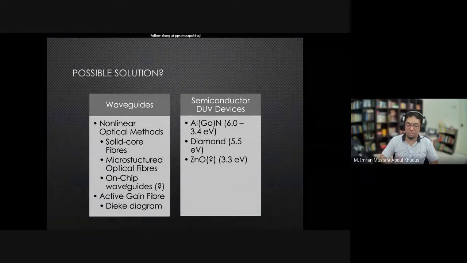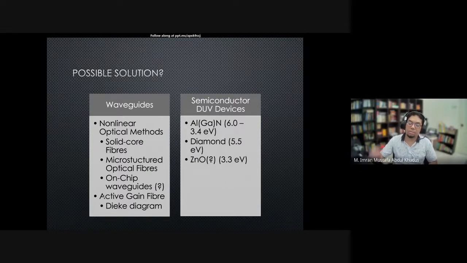On-chip waveguides also exist. I don't know too much about this. The problem is mainly with loss. So I think at least Dr. Firdaus, UUM or something, he used to be in Southampton. He used to use something like tantalum pentoxide, and that works in the UV. So he was doing something along those lines in on-chip waveguides.